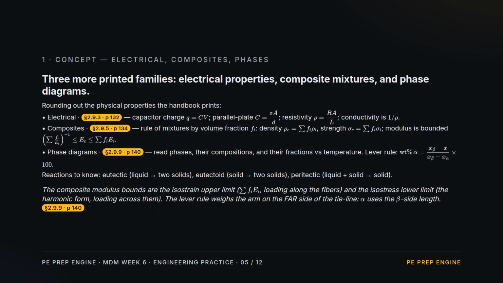Concept 4. Three more printed families, survey level. Electrical properties. A capacitor holds charge equal to capacitance times voltage. A parallel plate scales as permittivity times area over gap, and resistivity is resistance times area over length. Composites follow a rule of mixtures. Weight each constituent by its volume fraction to get density and strength, with the modulus bounded between loading along the fibers and across them. And binary phase diagrams tell you which phases exist, their compositions, and their fractions through the lever rule. Know the reaction names: eutectic, eutectoid, peritectic. By what transforms into what.